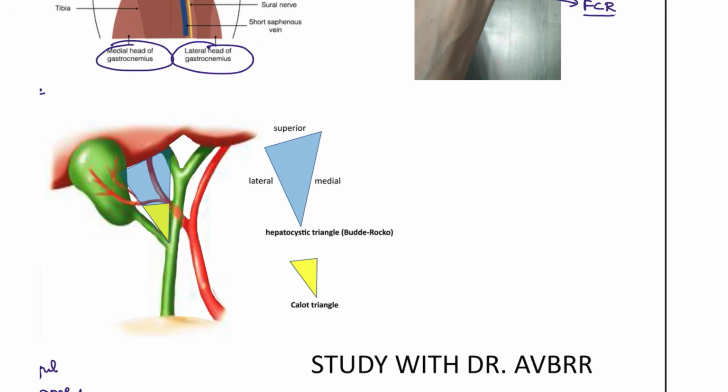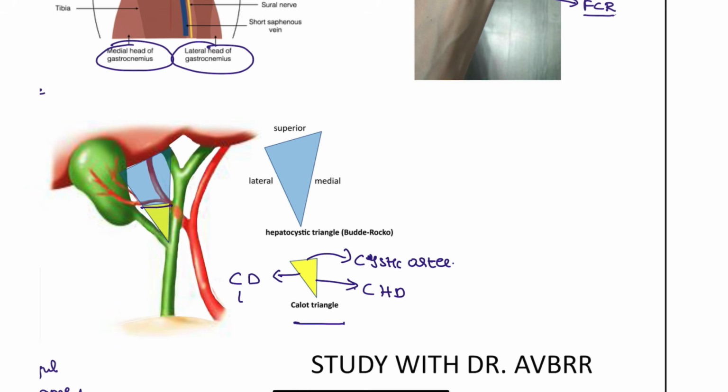Next, the hepatocystic triangle and Calot's triangle. So this is Calot's triangle, right? On the upper part you have the cystic artery, and medially you have the common hepatic duct, and on the lateral side you have the cystic duct. So this is the lateral, medial and the superior.